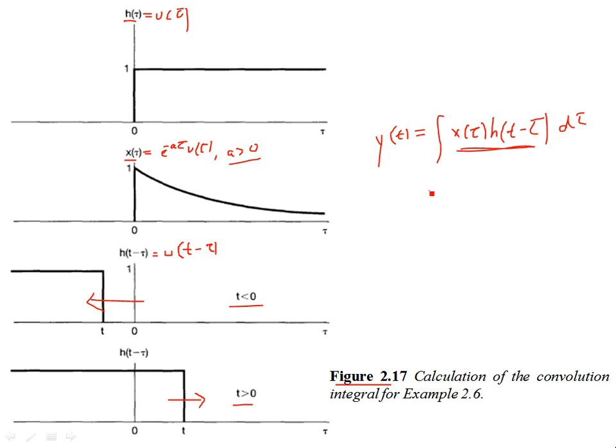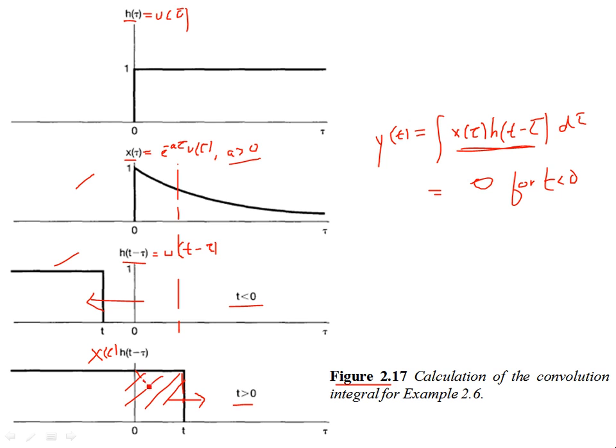So the multiplication is basically 0 for t less than 0, because there is no overlapping between x(tau) and h(t minus tau). So for t less than 0, your y(t) is precisely 0. You see, there is no overlapping. If you consider this curve and this curve, x(tau) and h(t minus tau) have no overlapping for t less than 0. But for t greater than 0, there is a certain overlapping region like this. You have to multiply x(tau) with h(t minus tau), and it will be something like this.